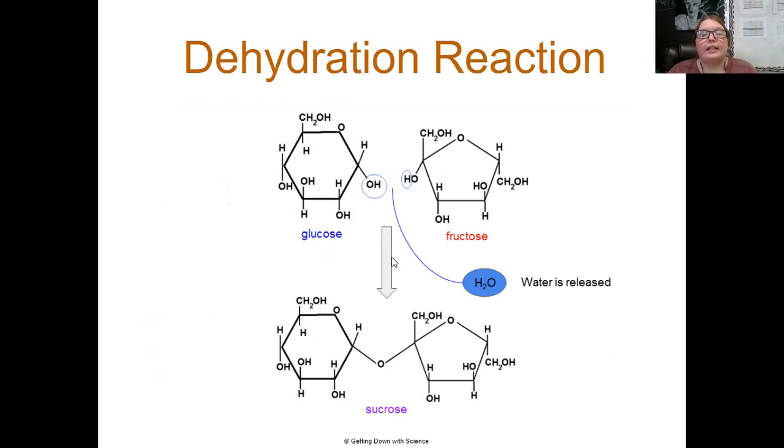Here is an example of a dehydration reaction. When I want to make sucrose, which is table sugar, I put together a glucose and a fructose. We can see in the picture that the OH, a hydroxyl group from our functional group chart, and our H right there join together and make a water, and it's released. Then they have this covalent bond with this oxygen at the bottom.